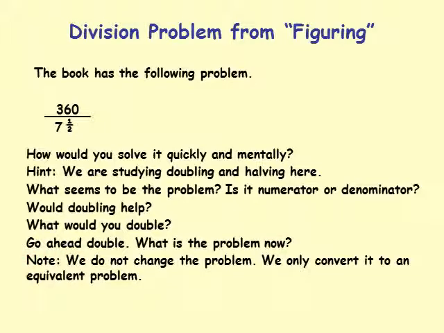Note that we do not change the problem. We only convert it to an equivalent problem. By changing that to 360 by 15, we have a different problem, not exactly the same problem we had before, and not even an equivalent problem. So we have just changed the characteristics of the problem.